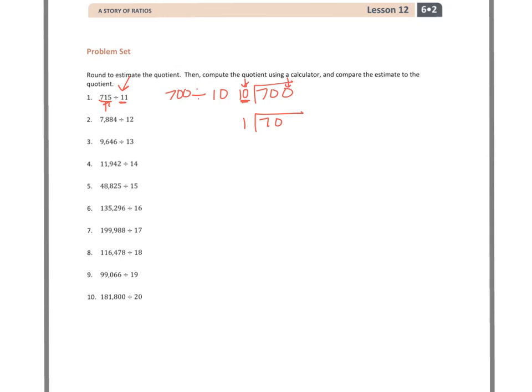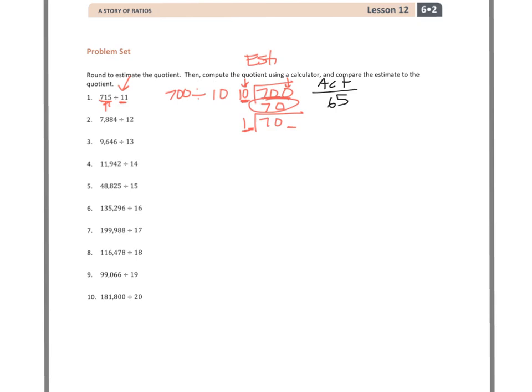And I know 1 can go into 7 times, and then I have my 0 there too, so it's 70. That's my estimate. It's going to be 70. Again, I could have done 10 into 700, but I can also take off a 0 on each, or divide by 10 on each first, and then do my division. So that's my estimate. When I plug it into the calculator, I'm going to get an actual answer of 65.